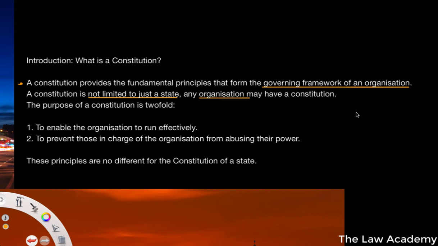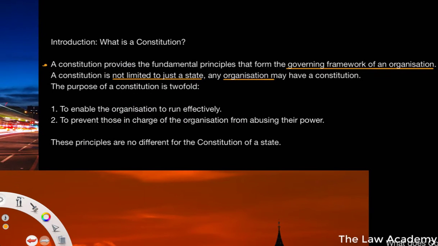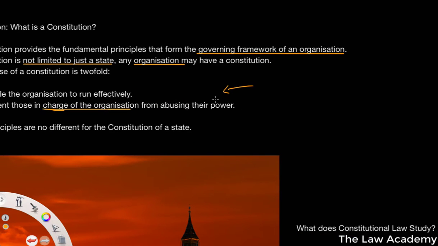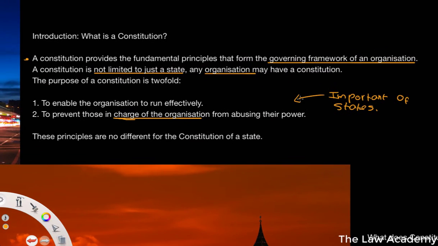And the purpose of these constitutions, in the broadest sense of the term, is they enable an organisation to run effectively. That's the first one, and they also prevent those in charge of said organisation from abusing their power. Now, as you can imagine, this is particularly important of states. And of course, the reason why is because the organisation of the state is something that's very important to the daily lives of everybody who lives in that state.